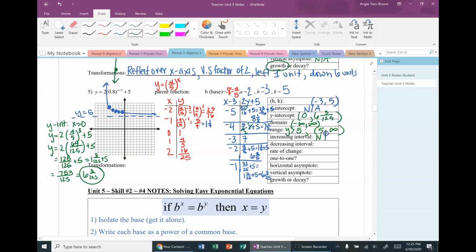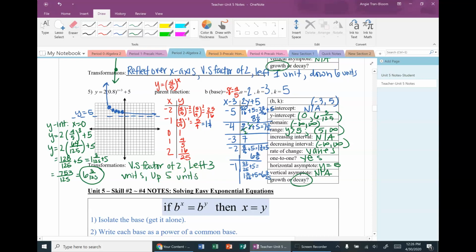It is not increasing, it is decreasing. So it's decreasing over the entire domain. The rate of change, we are going to say it varies. It is definitely 1-to-1. You will always have a horizontal asymptote on exponential. You do not have vertical, and this is decreasing, so it is decay. Now, I want to compare these two before. Oh, transformation. Transformation is a vertical stretch factor of 2 and left 3 units, then up 5 units.